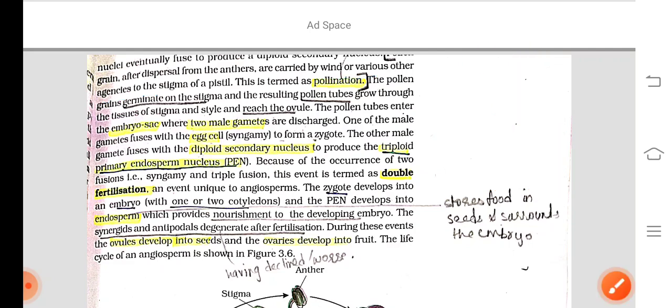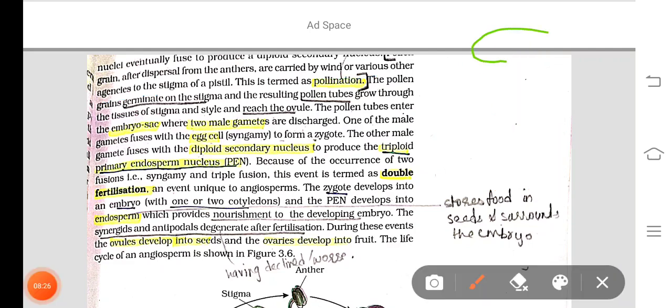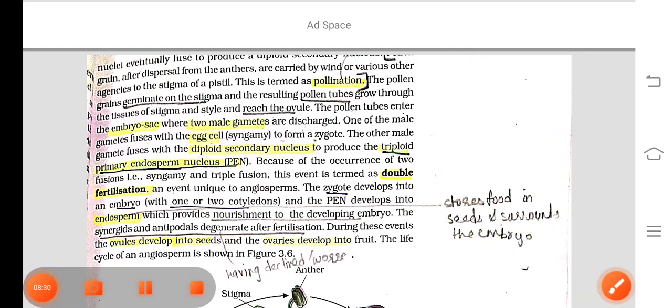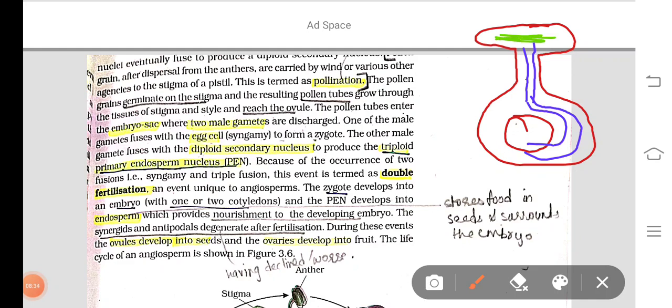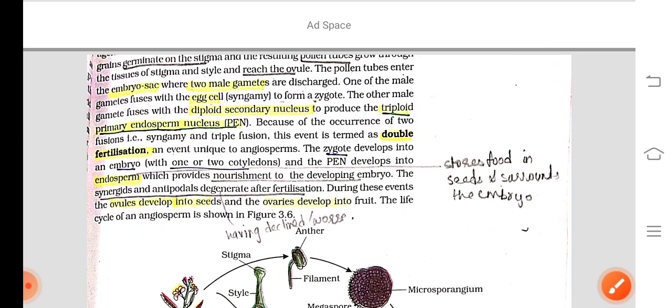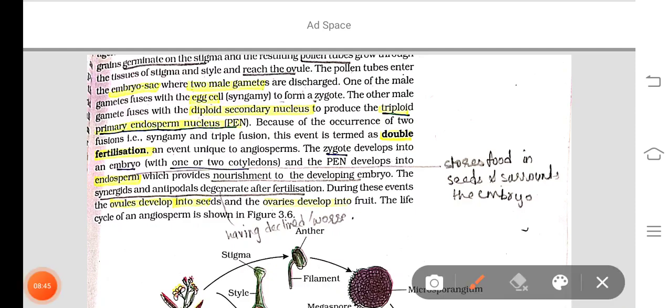I hope it is clear. So, from the tube formed by the pollen grain on the stigma, it reaches the ovary, and the fusion process takes place. Now, what happens? 2 male gametes are discharged, which means 2 male gametes enter the ovary.